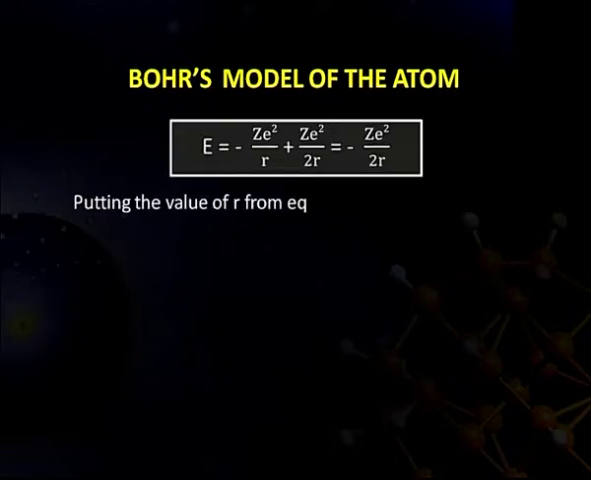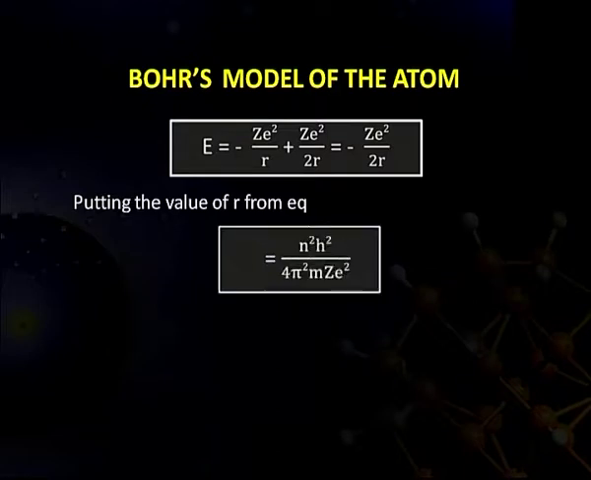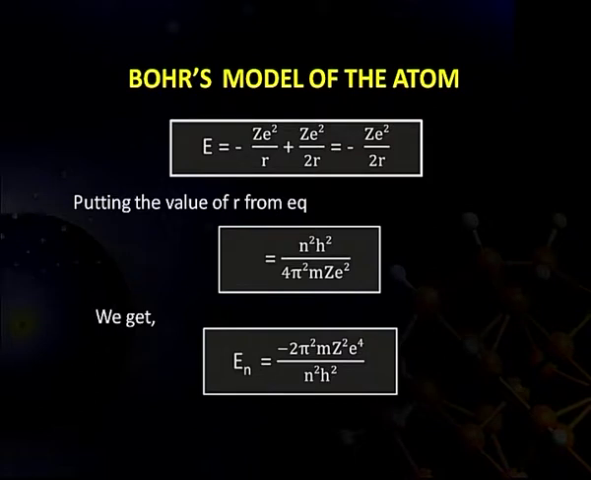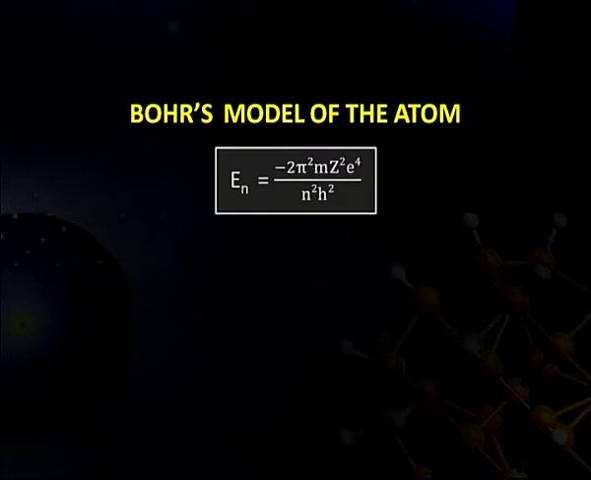Putting the values of r from the equation above, we finally get this energy calculation equation: En is equal to minus 2 pi square m Z square e to the power 4 upon n square h square. So this is the final equation for getting the energy of an orbit.